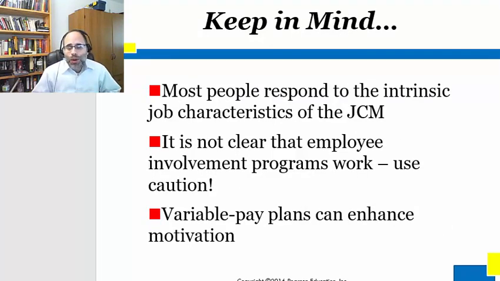And so really, the takeaway from this chapter is that the JCM job characteristics, those 5 characteristics that we discussed way back at the beginning of the chapter, the skill variety, task identity, task significance, the ability to appreciate how important the task is, autonomy and feedback all matter. It's not clear that employee involvement programs work, and you've got to be careful about which ones you enact and how closely you monitor them. And variable pay plans, including varying benefits, can also enhance the motivation of employees.